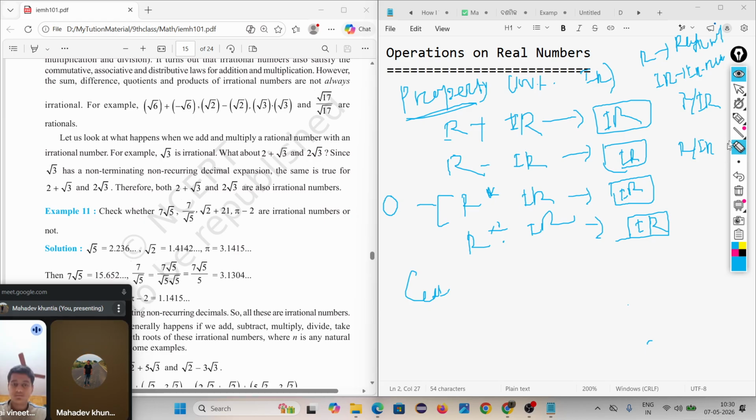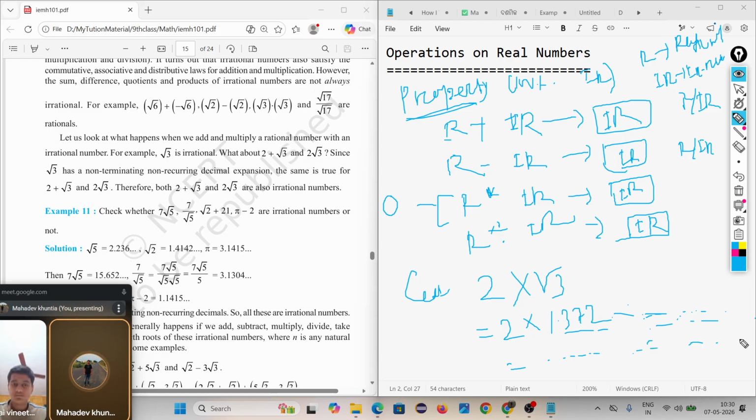Except 0, it should not be 0. Suppose the rational number is 2 and the irrational number is root 3. What is the decimal expansion of root 3? 1.372 and so on. How would you multiply if you don't know the decimal expansion? It is continuing, so when you multiply, your answer will also continue. So you will get an irrational number.